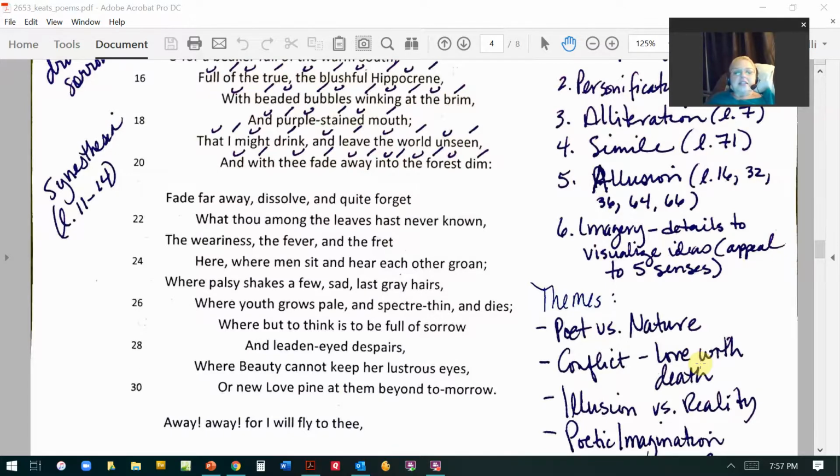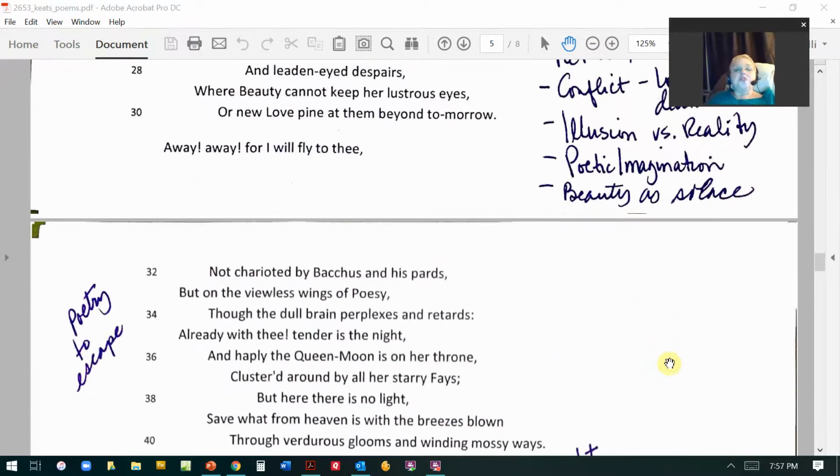Dissolve myself, right? And he says, away, away, for I will fly to thee, not charioted by Bacchus and his pards, but on the viewless wings of Poesy, though the dull brain perplexes and retards.